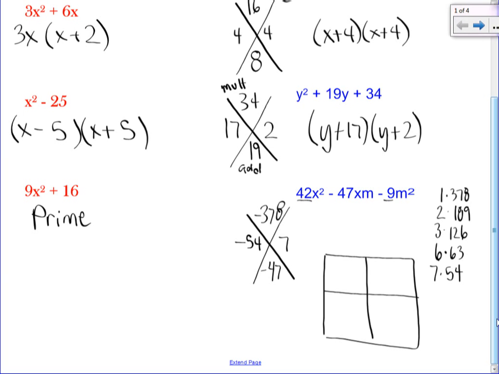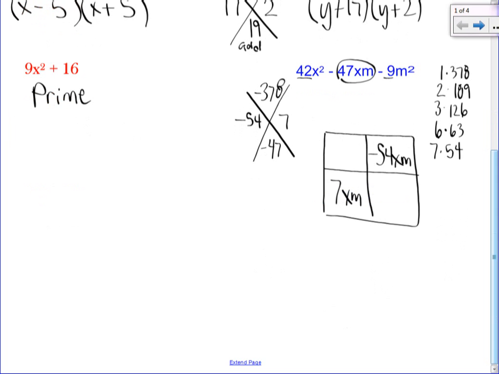Joe, please take notes. We've got negative 54. Now, what do we put on these numbers? What variables? We put whatever's on the middle one, which happens to be x and m. And then we put our original problem right here in blue along the diagonal: 42x squared, negative 47xm, and negative 9m squared.